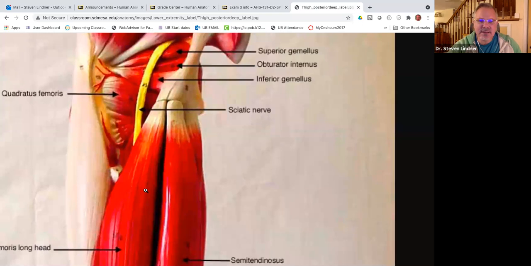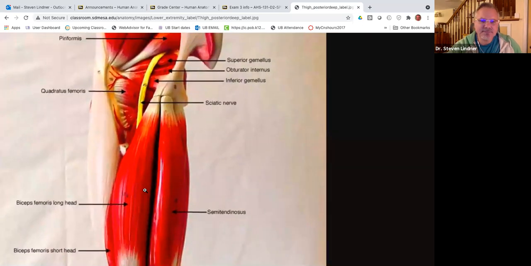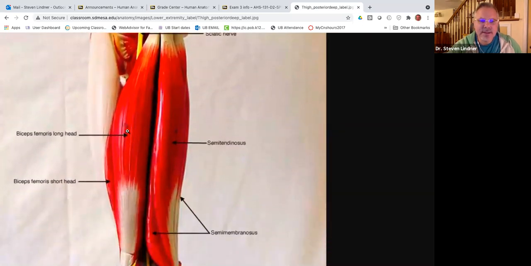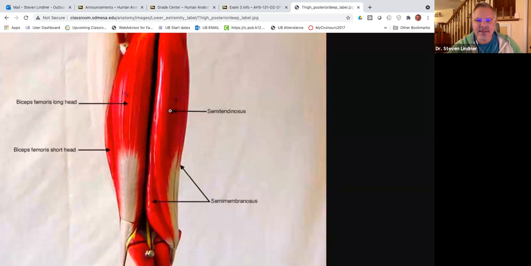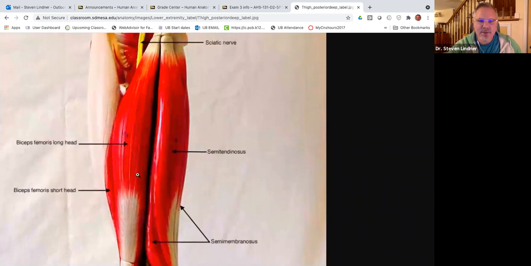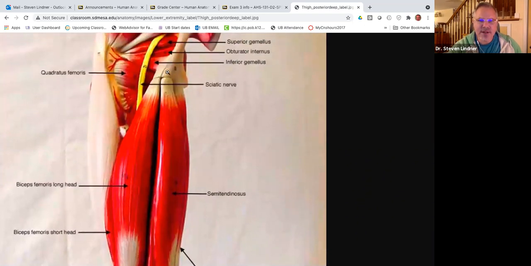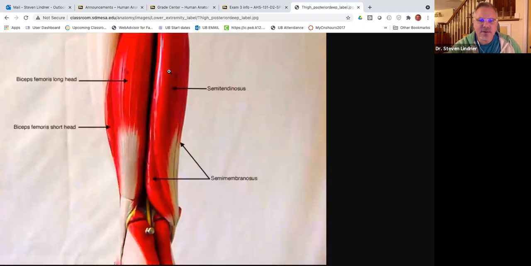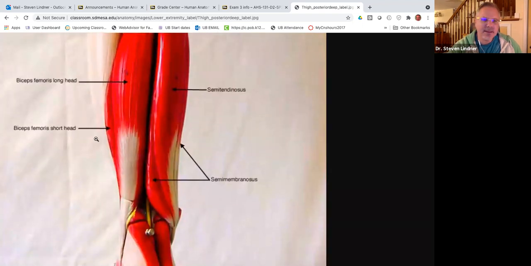And you can see the hamstring muscles here. We can see the long head of the biceps, short head of the biceps, and the semitendinosus and semimembranosus. Those are the 3 hamstrings. They originate on the ischial tuberosity. They cross the knee. The biceps femoris is the one that inserts on the lateral side. That's the head of the fibula. The semitendinosus inserts on the pes anserine.